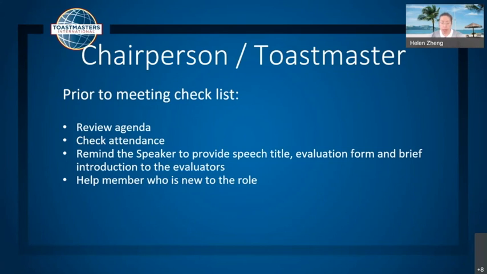Last, in some cases, the chairperson, Toastmaster, and general evaluator would introduce the role or contact the VPE, to get help from the VPE to make sure the person understands how to play that role, if you know anyone is new to any role in that meeting.